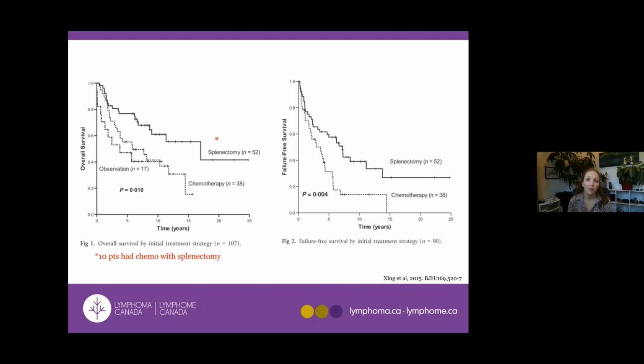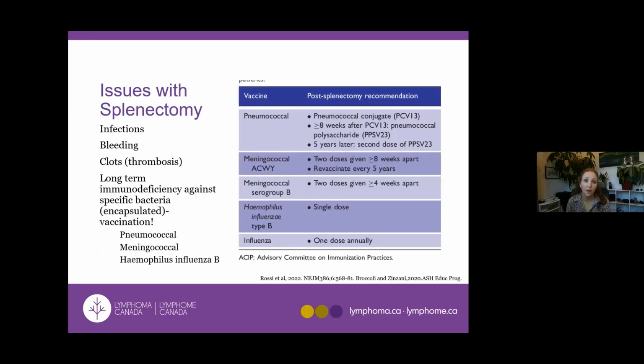So it's not surprising if they had patients up to 88 years that there's actually going to be people passing away from other causes. So this is actually quite good survival when we're talking about a 25-year timeline. But we do see, again, to summarize, that splenectomy seemed to be quite effective compared to chemotherapy in this population. However, there's lots of issues with splenectomy.